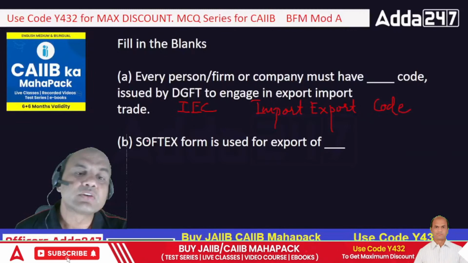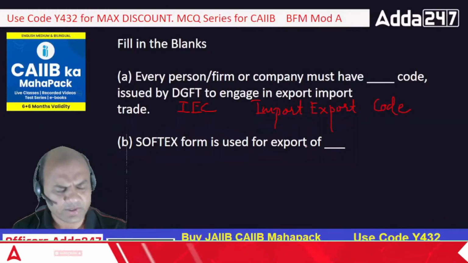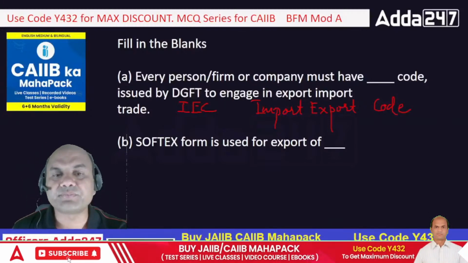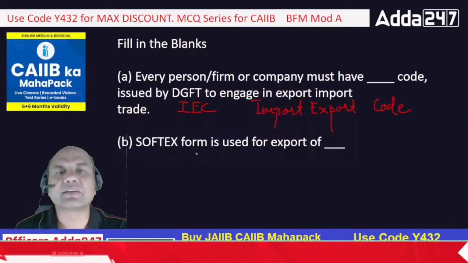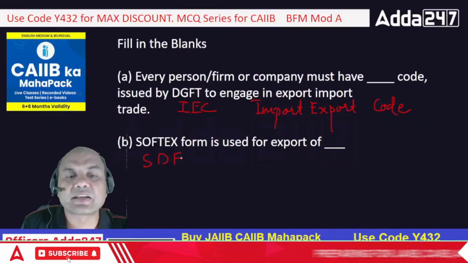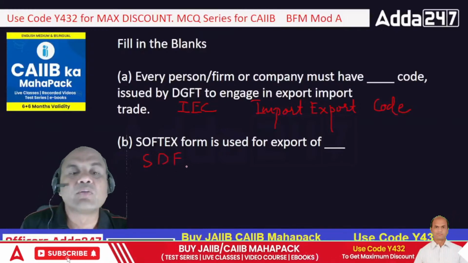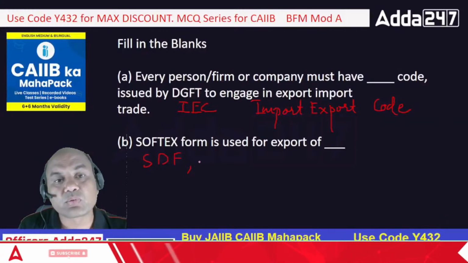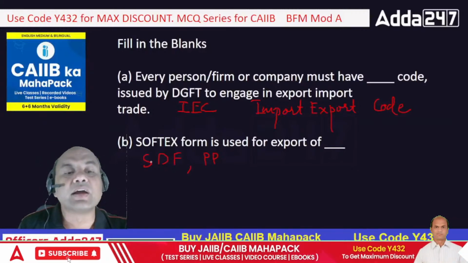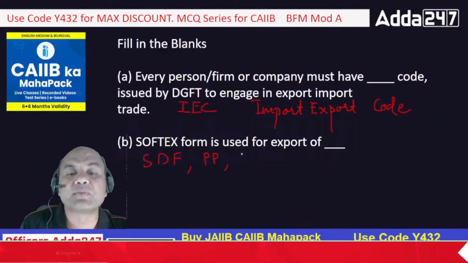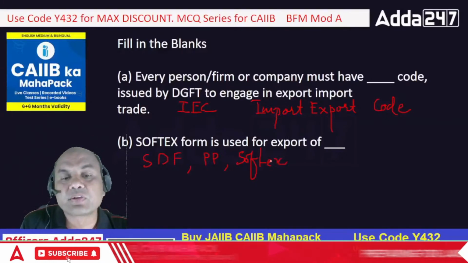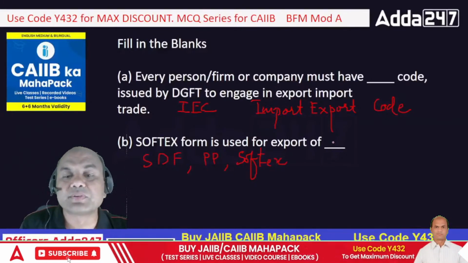Softex form is used for the export of what? In fact, how many forms are there? Mainly we have SDF everywhere, the Statutory Declaration Form. For post, if I am sending something by courier or post, then I have the PP form, post parcel. And Softex is used when I am doing some export of software. So if I am exporting software, I will be using Softex.